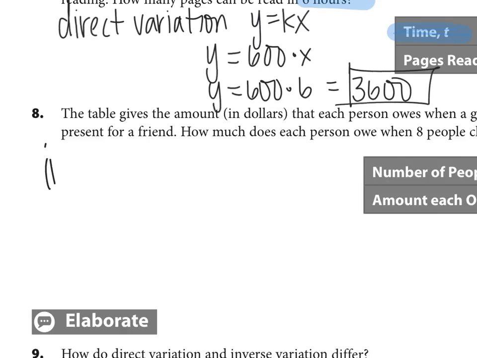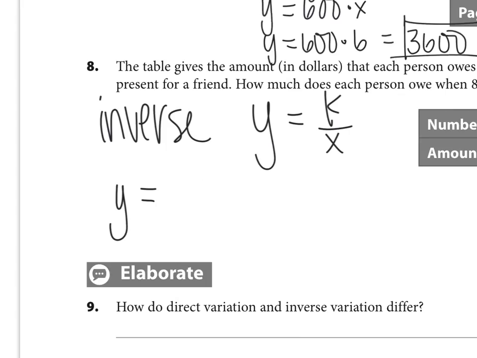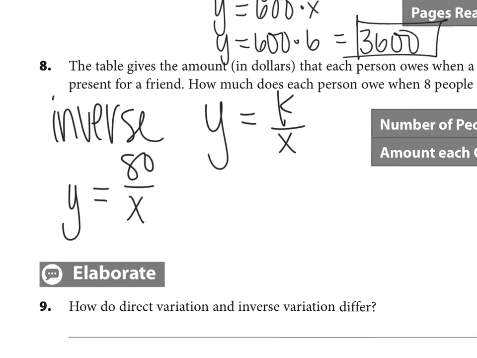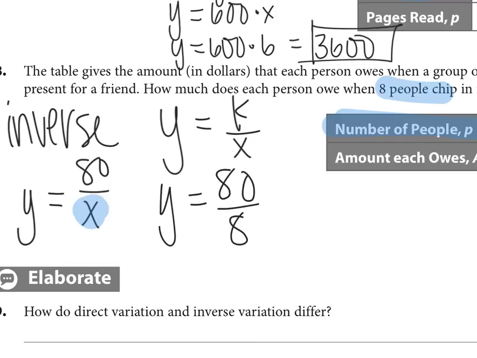So it was inverse variation, and we stated earlier that our equation we could use was y equals k divided by x to help us find the answers to our problems, and k is our constant, so y equals, in this case, 80 divided by x, and they want to know how much does each person owe when 8 people chip in. Well, 8 people is going to be my x value, so I'm going to replace x with 8, so my equation is now y equals 80 divided by 8, and my answer is 10, so each person would pay $10.